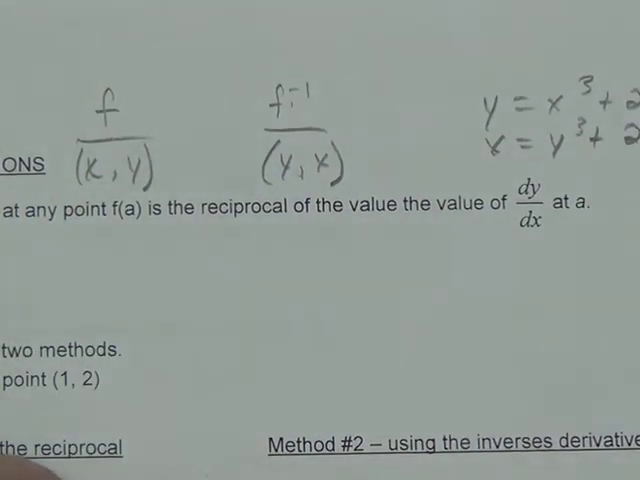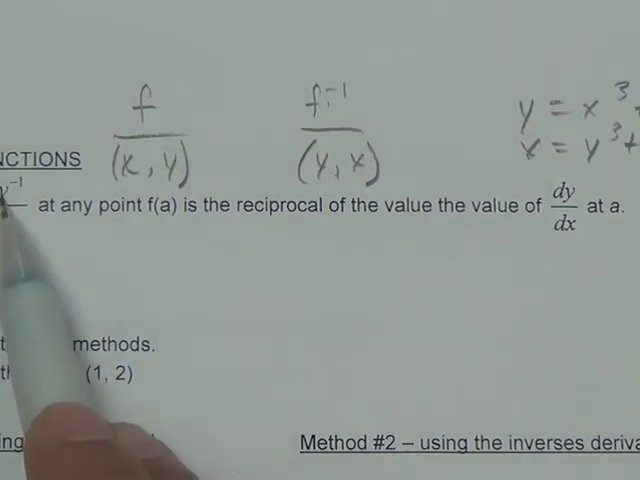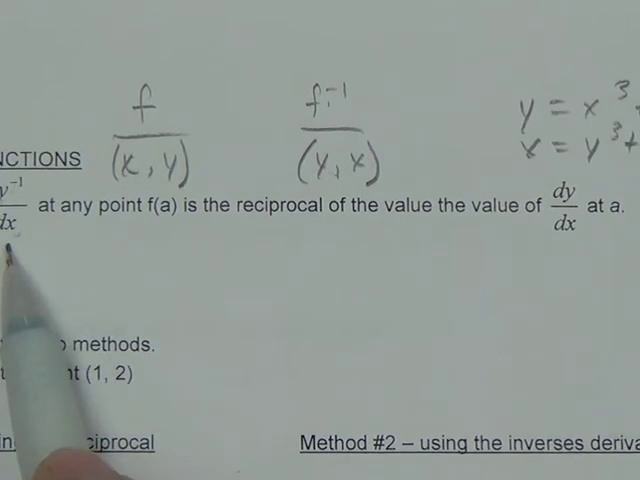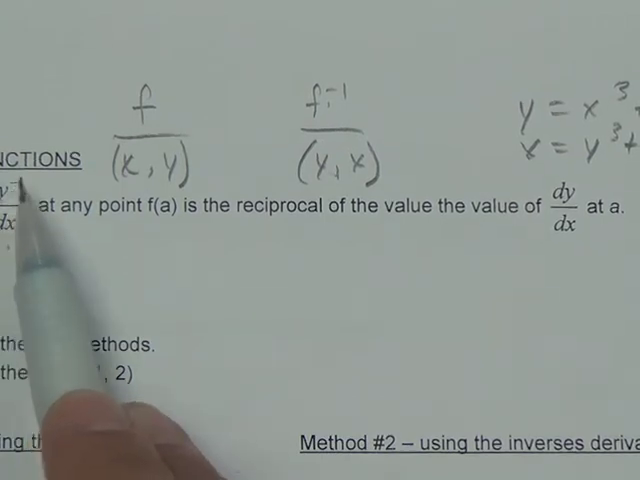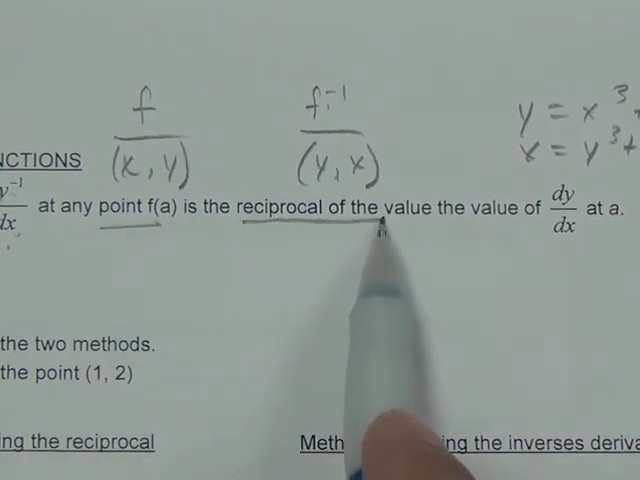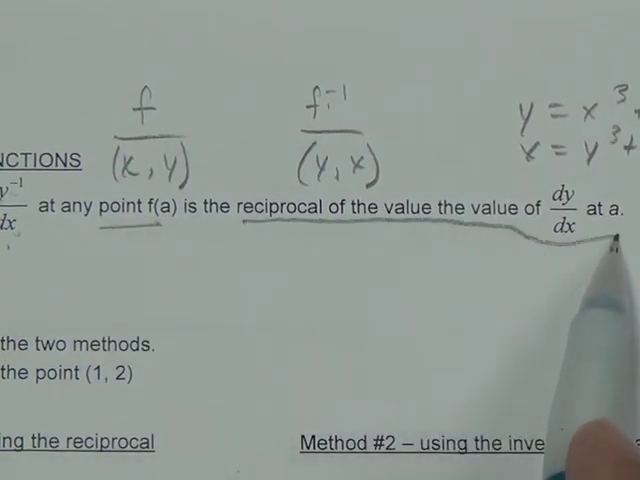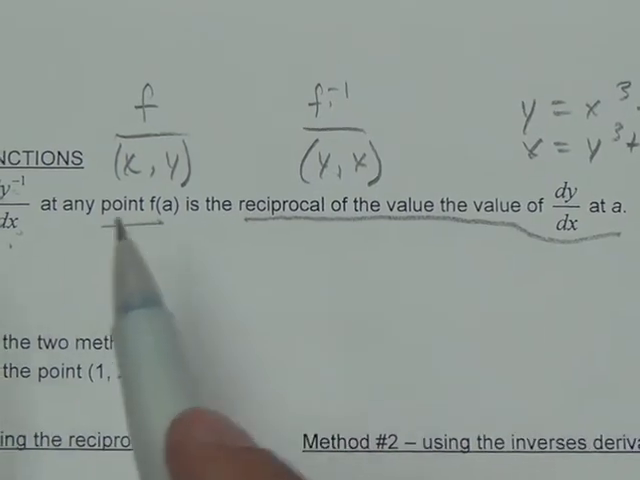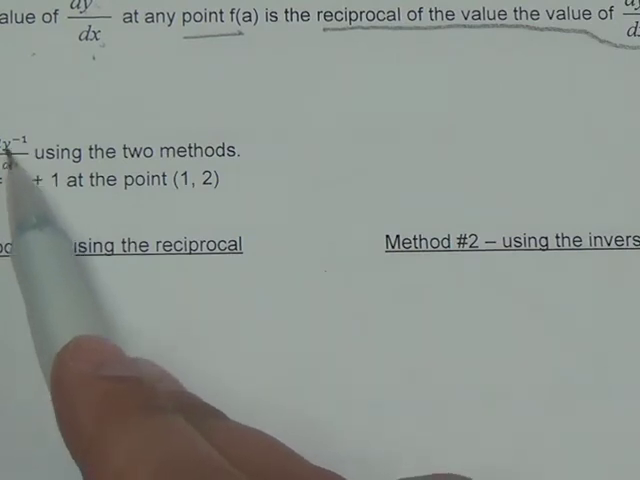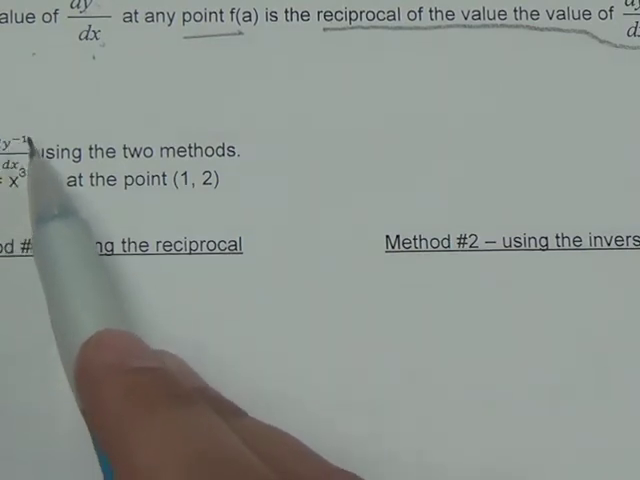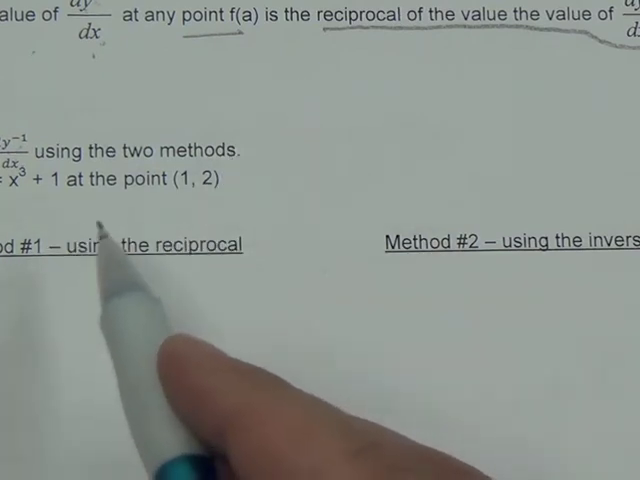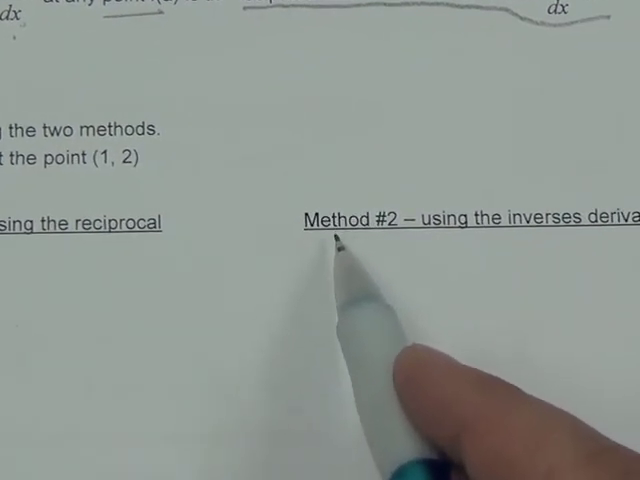So what this is saying now, the value of this, and notice that this is our derivative notation with a little -1. So what this means is this is the derivative of your inverse at any point f of a, so functional value, is the reciprocal of the value of your derivative at a, which is really confusing. So the two different methods we can use to do this. It says find the derivative of the inverse using two methods. All right, we're going to do method number 2 first, okay?